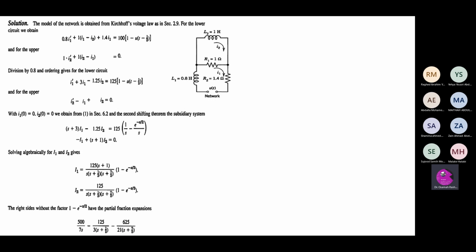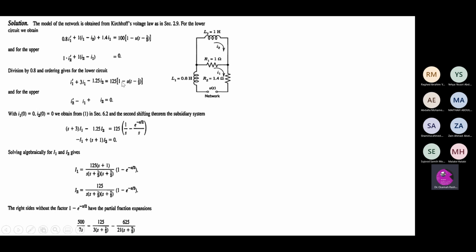Now, in the first one, I divided by 0.8. So when I divided by 0.8, I have 1.4 over 1.8, so it will give you this one. 100 over 0.8, you have 125. Okay, this is the first one. The second one, I'm just opening this one: I2 minus I1 equals 0.